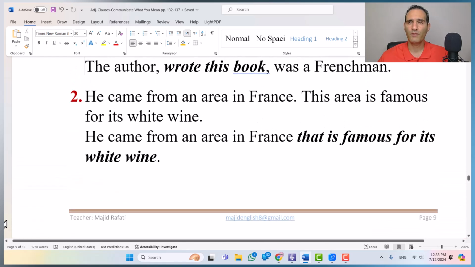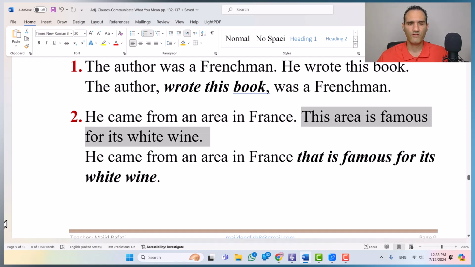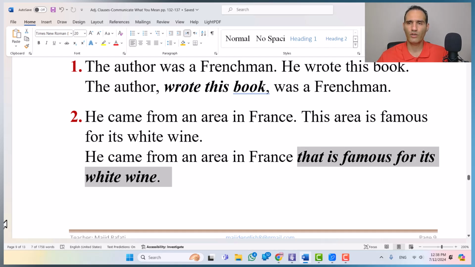He and all of these sentences are linked together. He came from an area in France. This area is famous for its white wine. He came from an area in France that is so. It is a part from the whole. Necessary adjective clause.